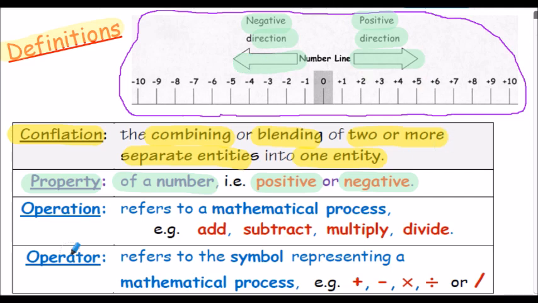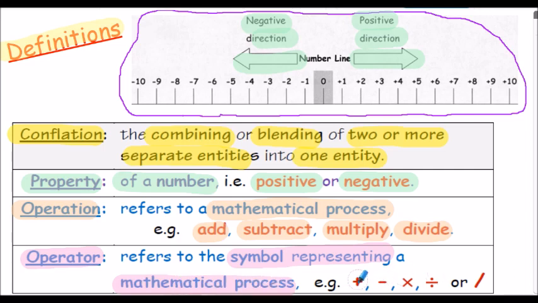In mathematics, the term operation usually refers to the mathematical process being undertaken, for example, add, subtract, multiply and divide. Sometimes the term operator is used, and that's considered to refer to the symbol representing the mathematical process. So add here, subtract, multiply or times, and divide. Sometimes there are two symbols for divide used within calculations. So we're going to use this terminology to underpin our presentation.